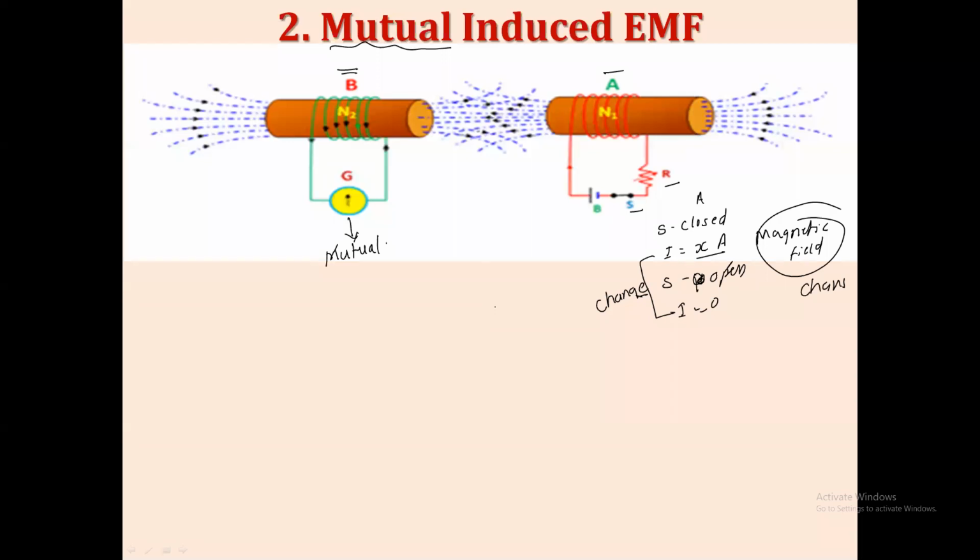कारण coil ती change in magnetic field ही coil A च्या number of turns बरोबर link होणार आहे. Is it right? And according to Faraday's law, an EMF is also induced in coil A, but that EMF is called a self-induced EMF, and the EMF induced in coil B is called a mutually induced EMF. This is the difference between self and mutual.